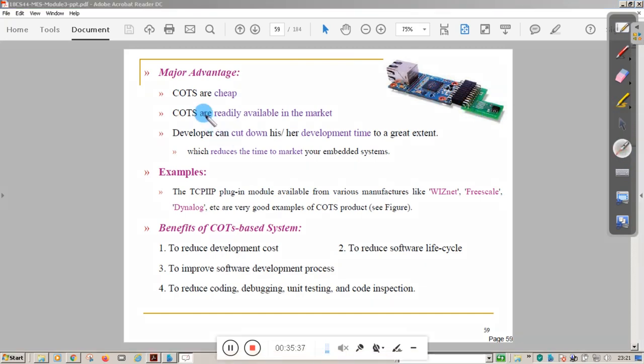So COTS are cheap, COTS are readily available in the market. The developer can cut down development time to a greater extent. I told the examples, like TCP/IP plugin modules available from various manufacturers that can be used as shown. Then benefits of COTS-based systems: reduce the development cost, improve the software development process, reduce the software life cycle. So all these are the different advantages.